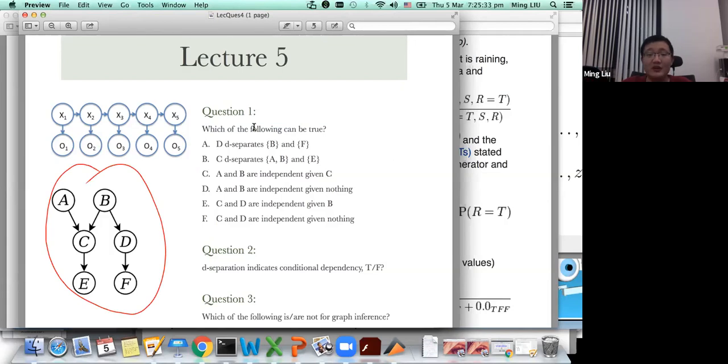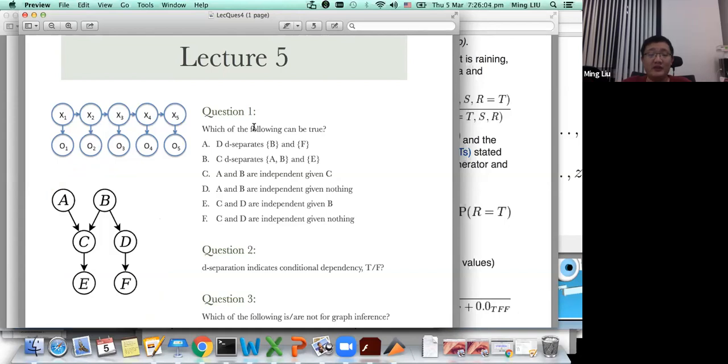Okay, thank you. C separates A, B and E. This is also true. Okay, these two are easy. And then, A and B are independent given C. This is wrong. And A and B are independent given nothing.